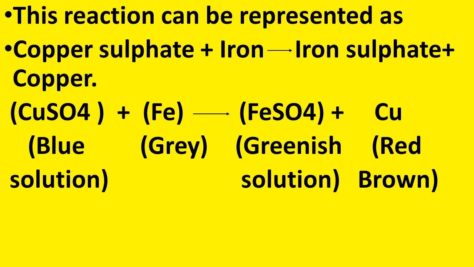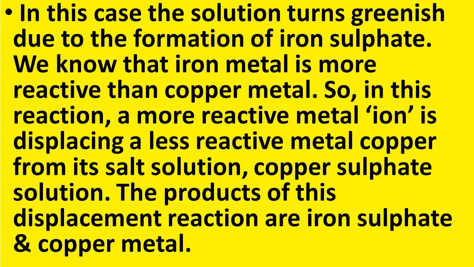So here, what has happened? The iron displaces copper from the copper sulfate solution and forms iron sulfate. At the same time, the less reactive metal copper is set free. In this case, the solution turns greenish due to the formation of iron sulfate.